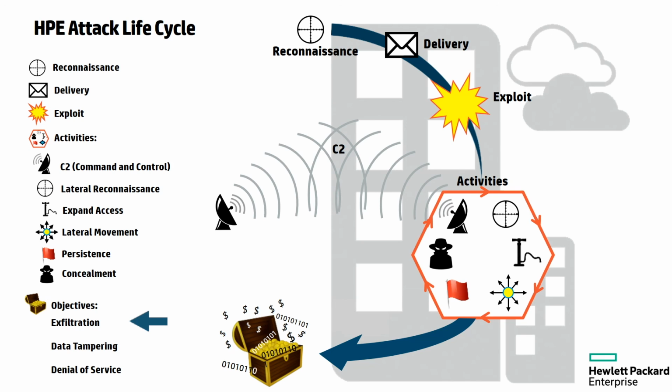Any successful attack lifecycle includes at least one objective, so our goal is to identify and stop the attacks before they reach these stages. When an attack is successful, we still need to identify it in order to recover.